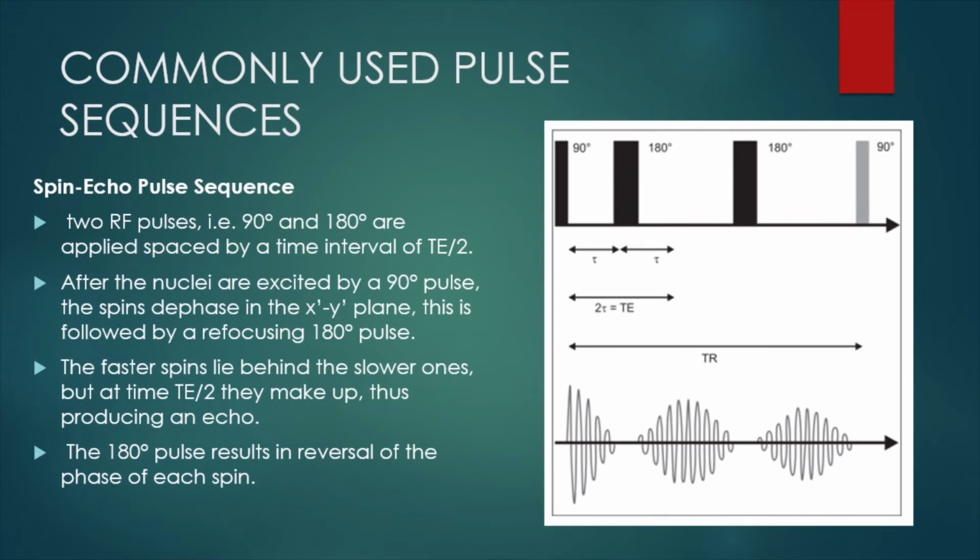After the nuclei are excited by the 90-degree pulse, the spins dephase in the X' and Y' plane. This is followed by a refocusing 180-degree pulse. The faster spins lie behind the slower ones, but by a time of half of the echo time they may make up, thus producing an echo. The 180-degree pulse results in reversal of the phase of each spin. So, like it is shown.